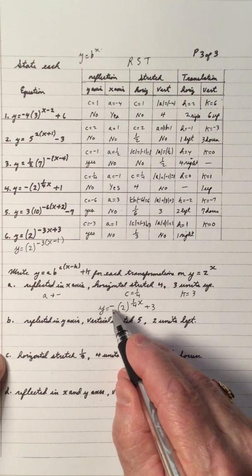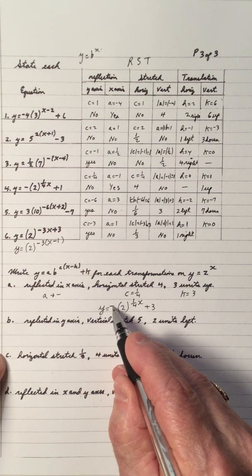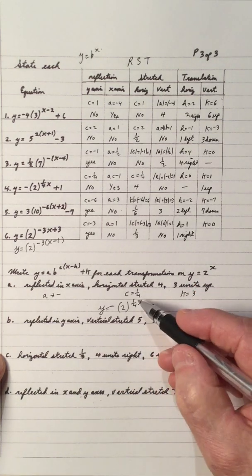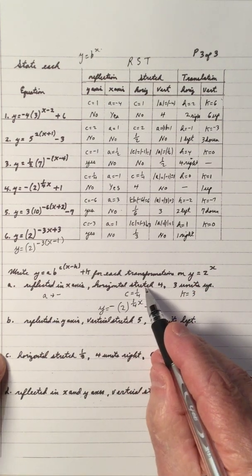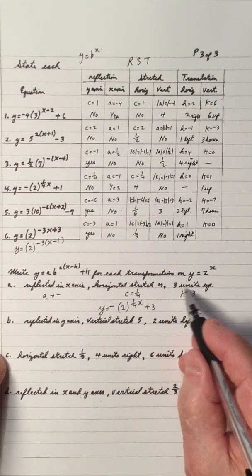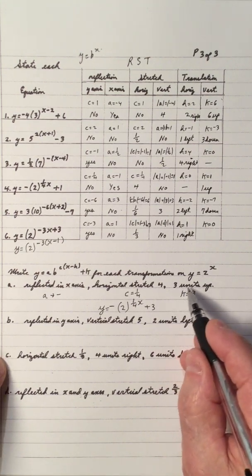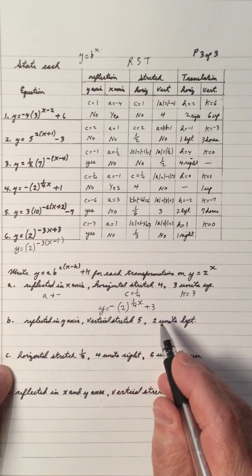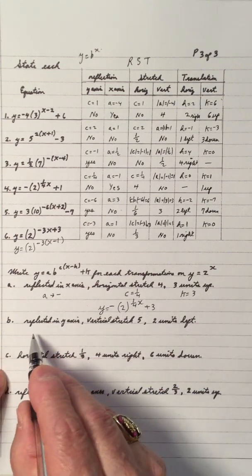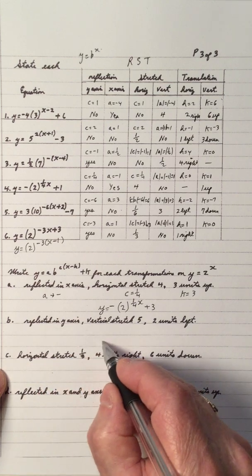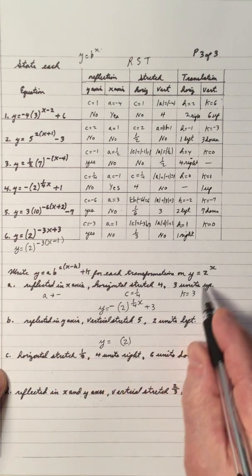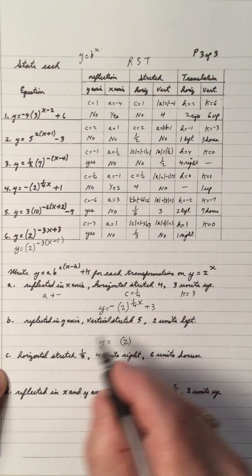The base is 2. The negative on the a means it's reflected in the x, going downward. And the horizontal stretch is reciprocal. And the translation 3 units up stays positive. So there's the equation. And don't forget, you can pause your video at any time. The base is 2 because it's out of this equation here.